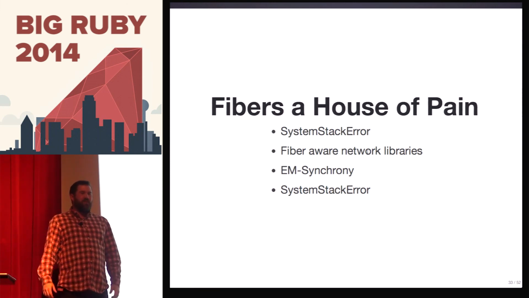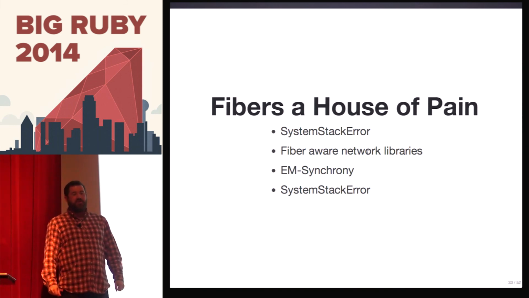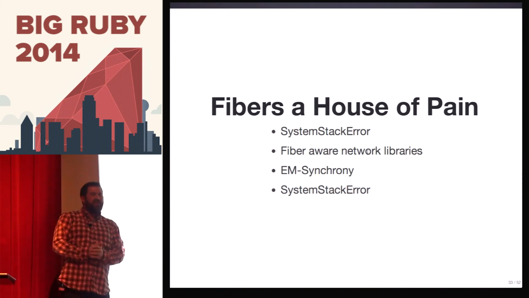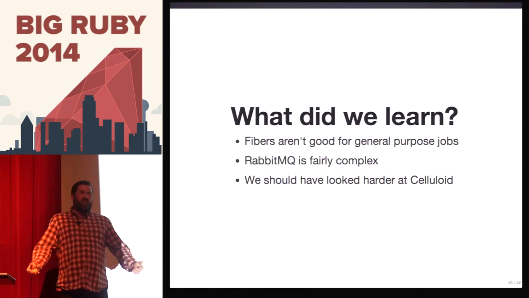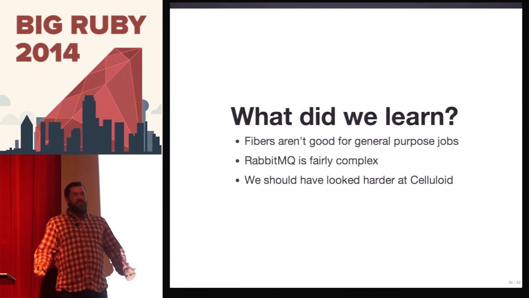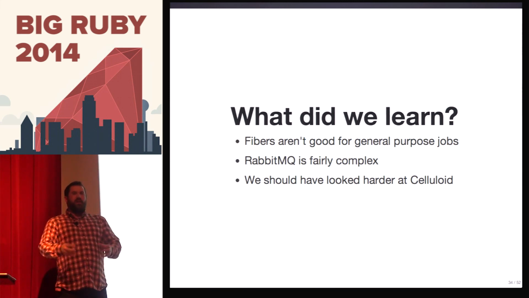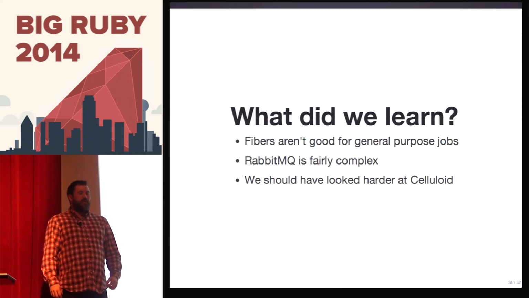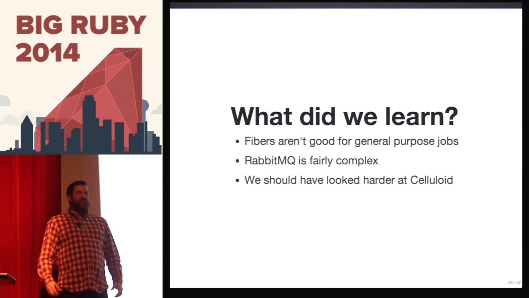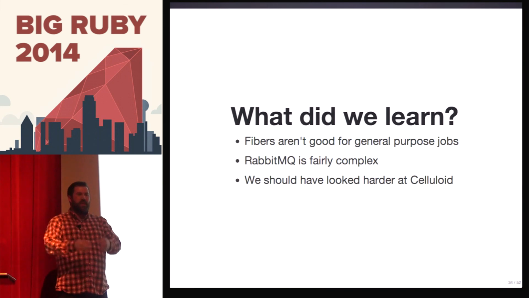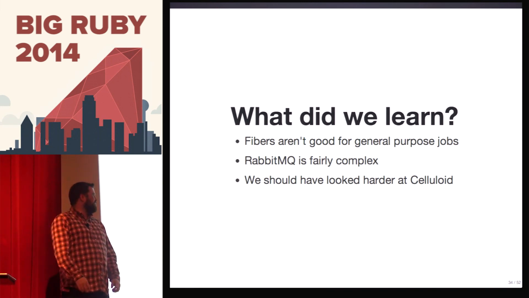There's a bug filed in Ruby to resolve this. It's been there for about 4 years, so I wouldn't hold your breath on that one getting solved anytime soon. So let's move on. What did we really learn from this? Well, if we're going to be running somewhat arbitrary code, fibers are not going to be good for that, because we can't control that environment well enough to make sure we're staying inside of the stack and that we have the right network libraries enabled and that everything's ready to play nice.